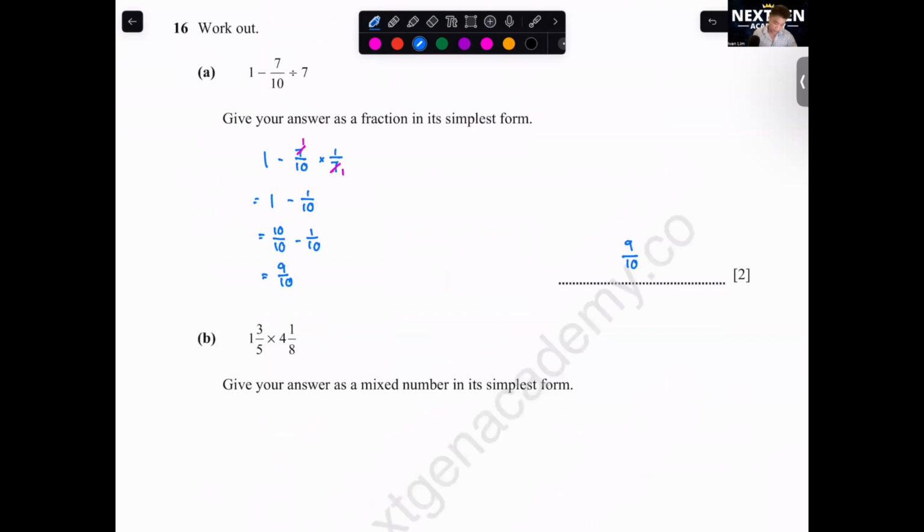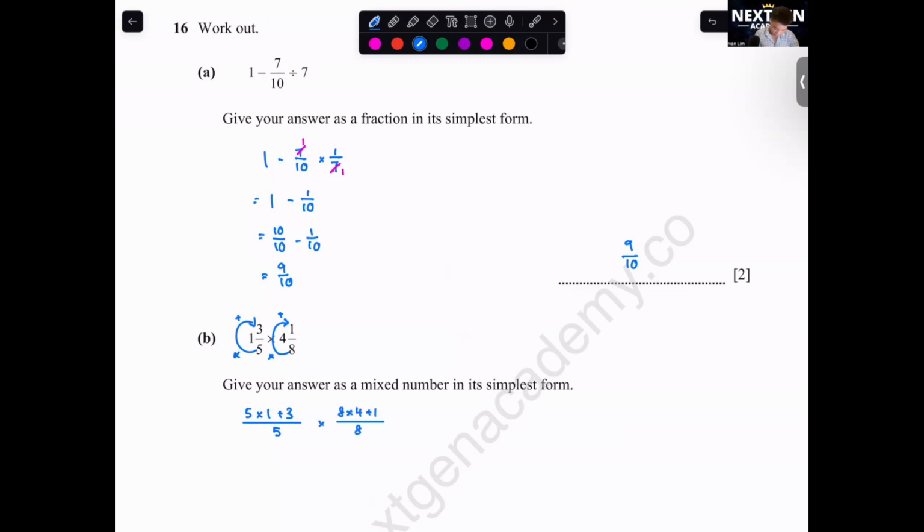Okay, next one. Give your answer as a mixed number in its simplest form. Okay, can we straight away multiply this mixed number? Preferably not. Don't need to multiply straight away. Change it to improper fraction first. To change to improper fraction, you do times plus. Times plus. If you want to write some working, 5 times 1 plus 3 over 5, times 8 times 4 plus 1 over 8.